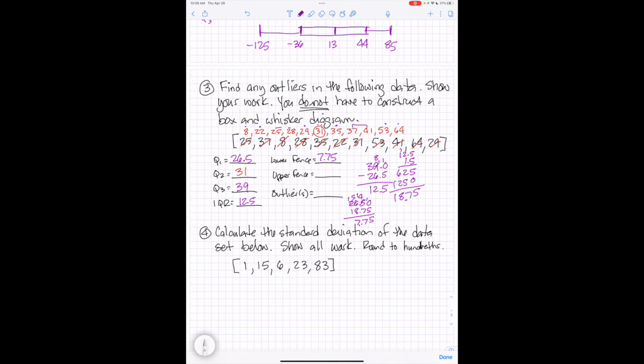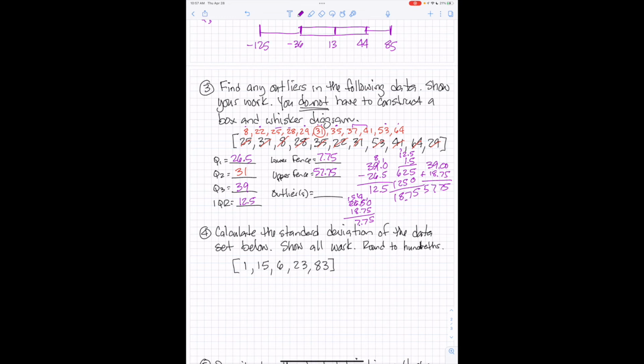value of 18.75 and I'm going to add it to Q3. So 39.00 plus 18.75. So 5, 7, 7, and 5. 57.75. So the upper fence is 57.75. So what is my outlier?